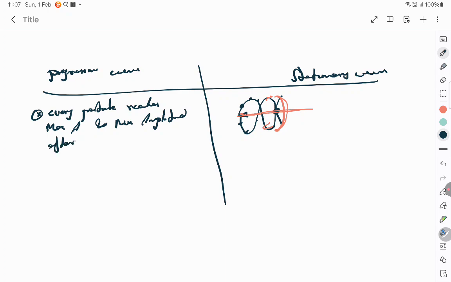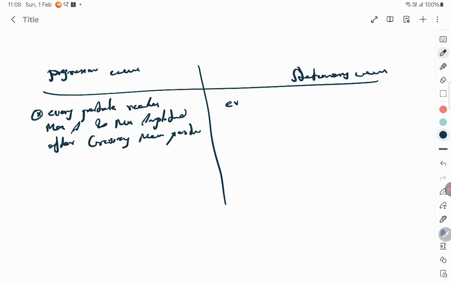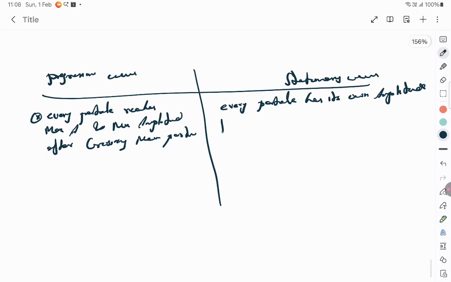Whereas in the stationary wave, every particle has its own amplitude. It's not always the same. The maximum displacement about the mean position is not always the same, and also the particles at the nodes do not even move. They remain stationary.